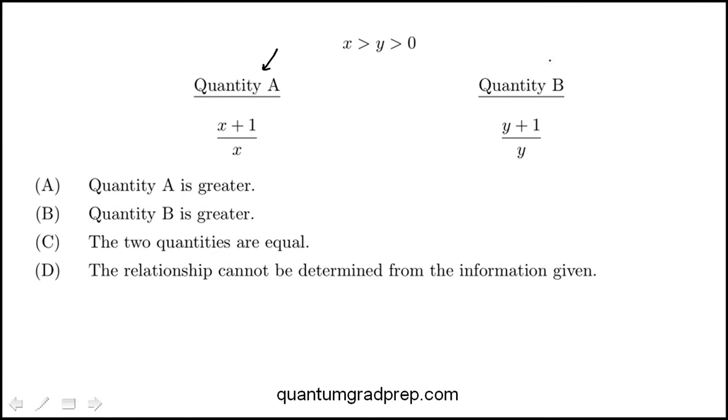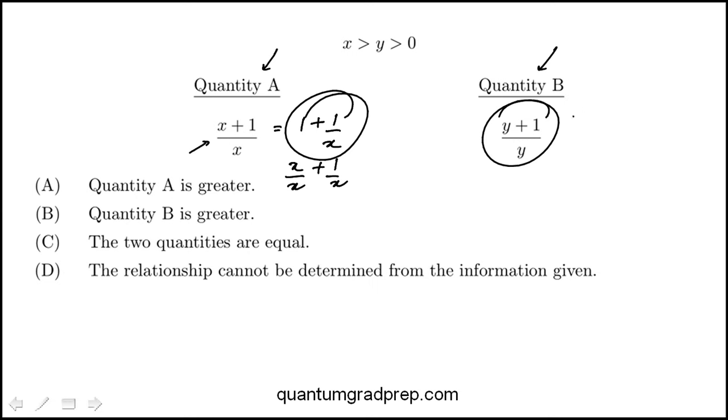So here we're asked to compare these two quantities, and the key thing in these types of problems is to look to see if you can manipulate or rewrite these expressions. So you'll notice that I can divide each term by x, so this is equivalent to 1 plus 1 over x. And we're going to do the same thing for this expression, which is identical. And so it's really about just comparing these two terms.